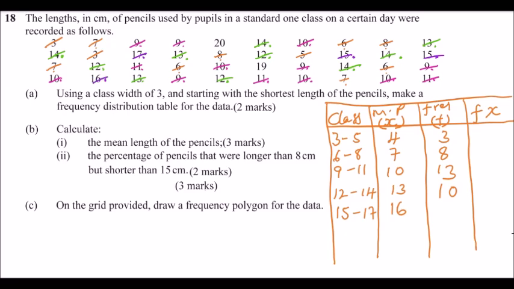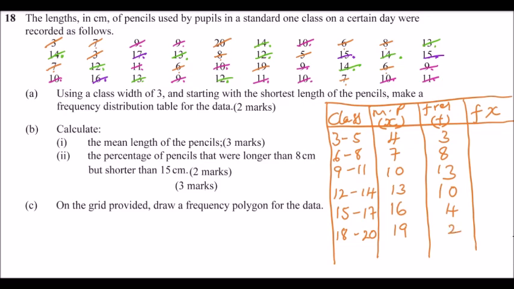The next class is 18 to 20. The midpoint is 19. We get the number of data in between that class. So we have 20. I think there are only 2 remaining. So the number of data there is 2. So that is what we get.